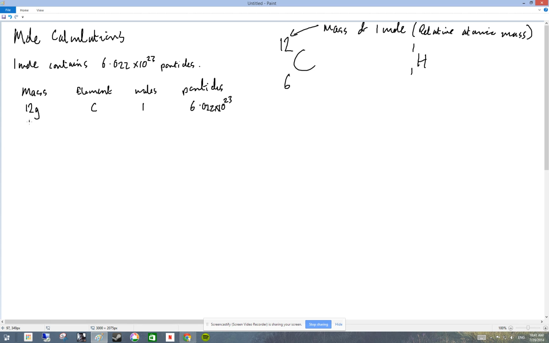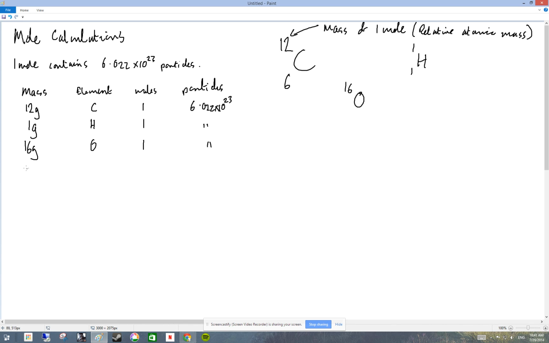So if I had 1 gram of hydrogen, I'm talking literally individual hydrogen atoms here rather than H2, I'd have 1 mole of hydrogen atoms and I'd have the same number of particles. So 1 gram of hydrogen has exactly the same number of atoms as 12 grams of carbon, because carbon atoms are heavier. So if I look at something like oxygen, which is 16, that literally means 16 grams of oxygen is 1 mole and has that many particles in.